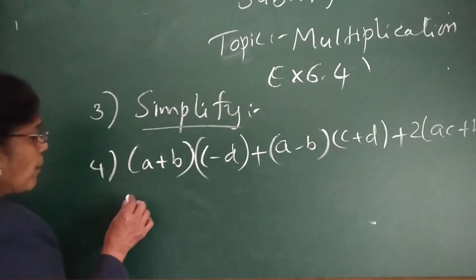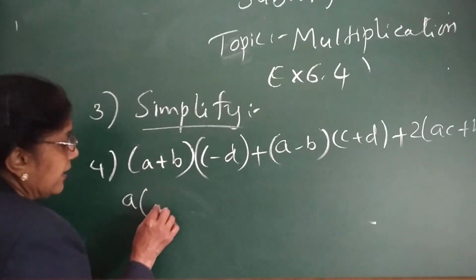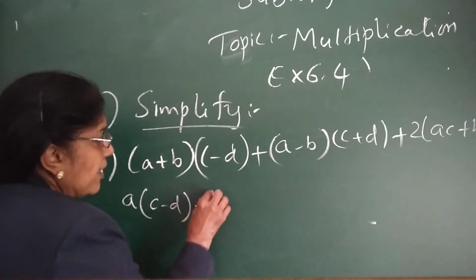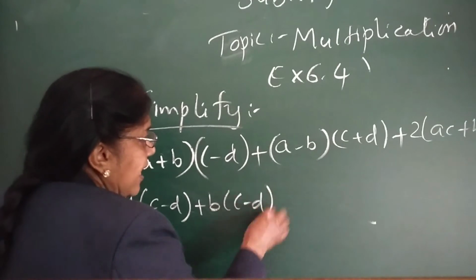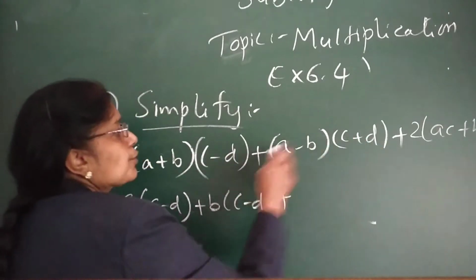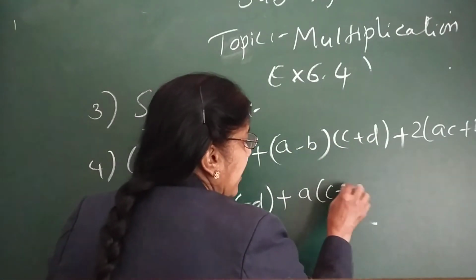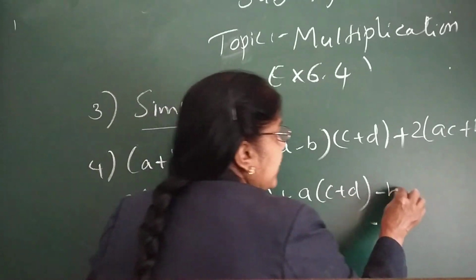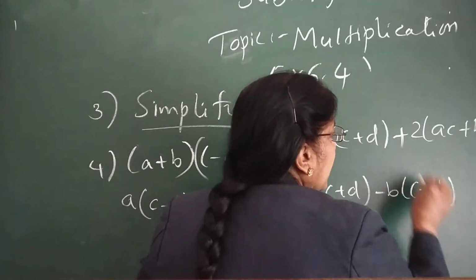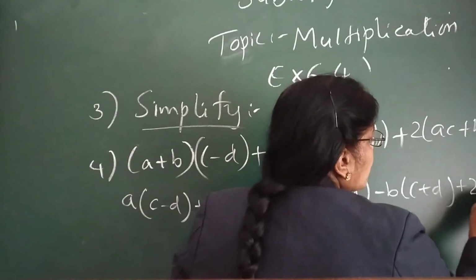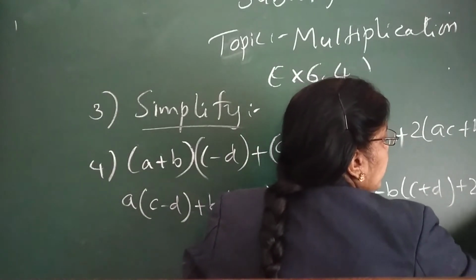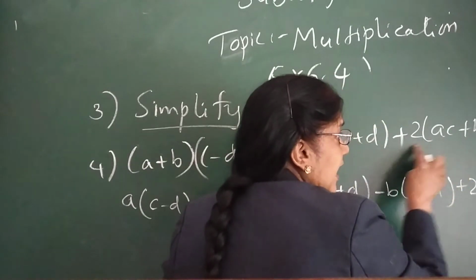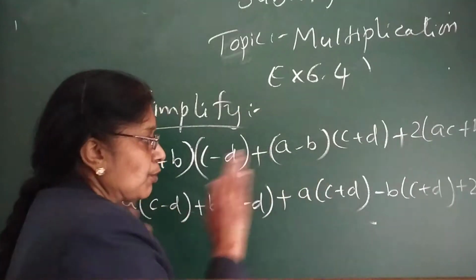So what does the distributive property say? A in the bracket (C minus D) plus B in the bracket (C minus D). Again for these two, by the distributive property, A in the bracket (C plus D) minus B in the bracket (C plus D). We will remove from the bracket, plus 2AC plus 2BD. 2 you have to multiply with AC and 2 you have to multiply with BD. That is what we are going to do.